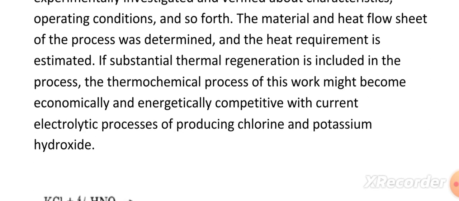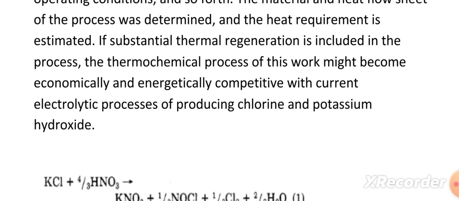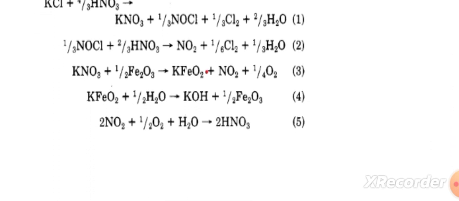The material and heat flow sheet of the process was determined, and the heat requirement is estimated. If substantial thermal regeneration is included in the process, the thermochemical process of this work might become economical and energetically competitive with the current electrolytic process of producing chlorine and potassium hydroxide. Here are the chemical steps of the thermochemical procedure of potassium hydroxide.